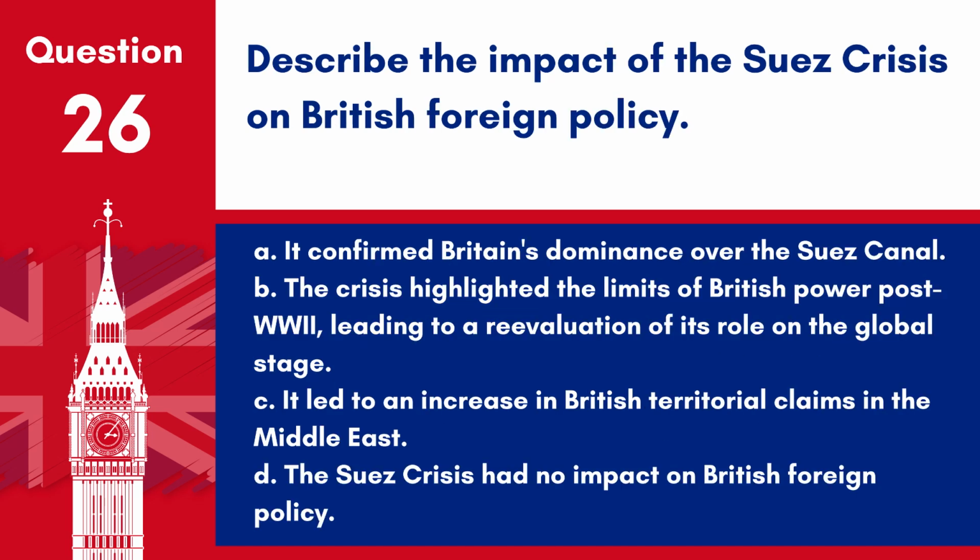Question 26. Describe the impact of the Suez Crisis on British foreign policy. A. It confirmed Britain's dominance over the Suez Canal. B. The crisis highlighted the limits of British power post-World War II, leading to a reevaluation of its role on the global stage. C. It led to an increase in British territorial claims in the Middle East. D. The Suez Crisis had no impact on British foreign policy.